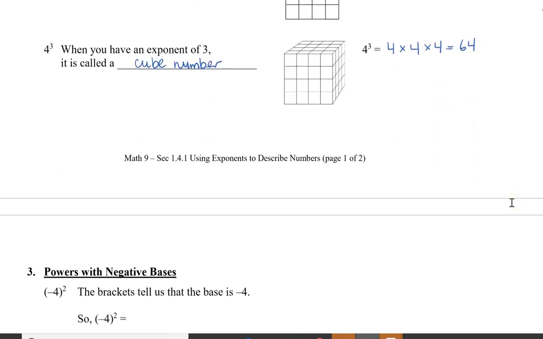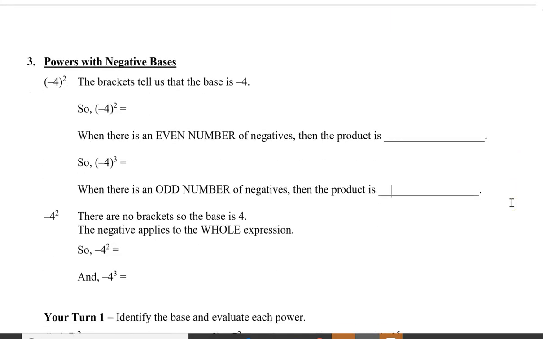All right, now let's take a look at powers with negative bases. So here we have 2 examples, negative 4 in brackets squared, and then in the second example we have negative 4 with no brackets squared. So the brackets are really important because they tell us that the base in this first example is negative 4. So when I square negative 4 in this case, we have negative 4 times negative 4. That means that the exponent 2 is being applied to everything inside the brackets, so the negative 4. And that's going to equal 16.